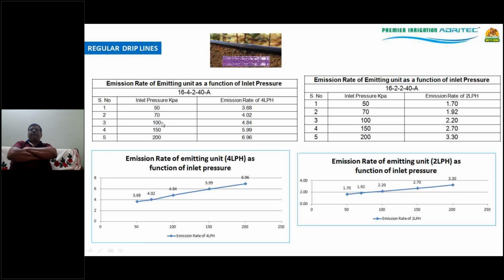Whenever we talk with respect to a particular pressure, at 0.7 bar, that is 70 kPa, or about 0.7 kg per square centimeter, it will give you a discharge of 4 liters per hour. That is why it is called a 4 liter, but it has a very wide operating range. Similarly for the 2 liter, it is 1.92.